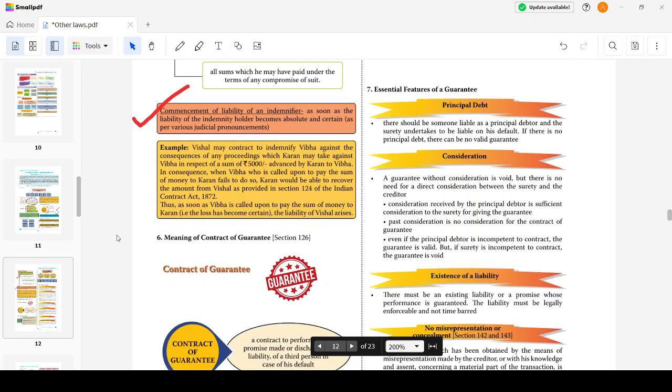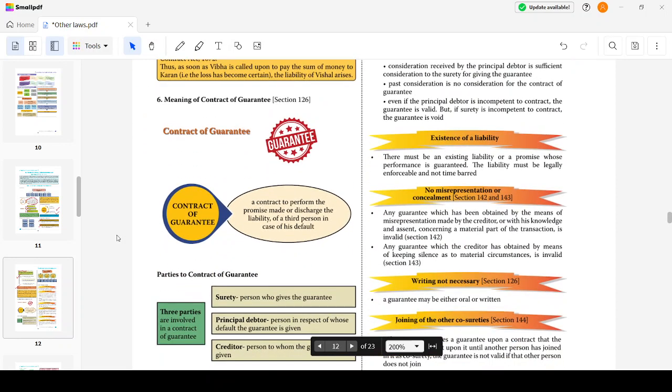Now, the meaning of contract of guarantee. A contract of guarantee is a contract to perform the promise made or discharge the liability of a third person in case of default. We all know this guarantee concept. Assume I have taken a loan. There would be one person who would be signing on my behalf as a guarantor.